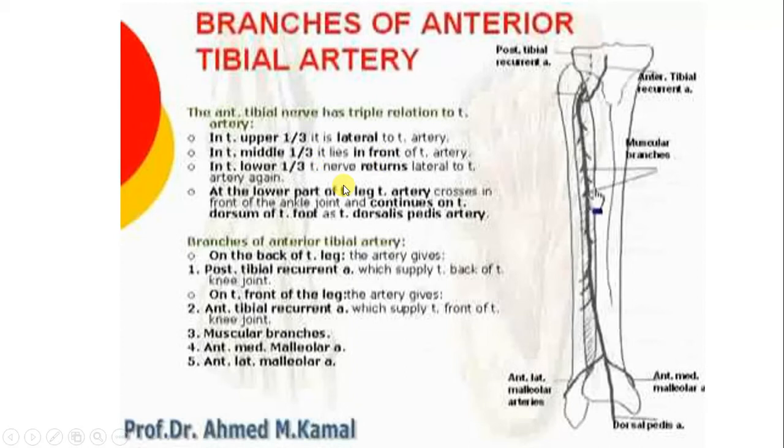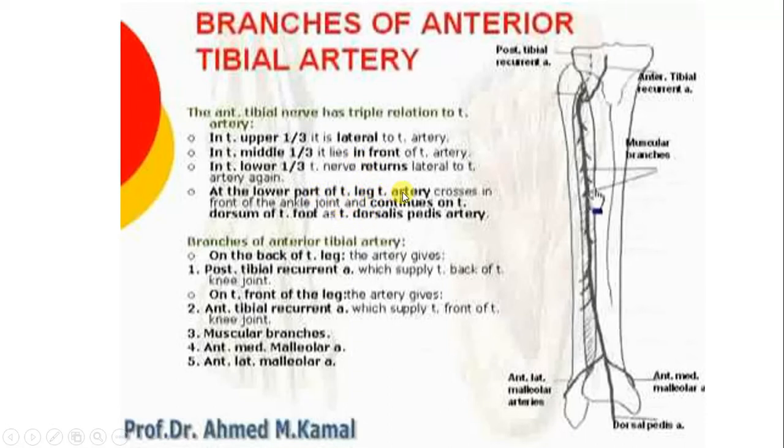If you have opened up the atlas and you see the anterior compartment of the leg, and open the diagram of the anterior tibial artery, you will see that in the upper third the nerve is lateral to the artery, and in the middle third the nerve is anterior to the artery. In the lower third it returns back lateral to the artery, the deep peroneal nerve.